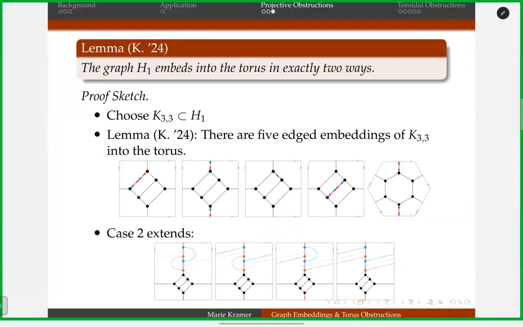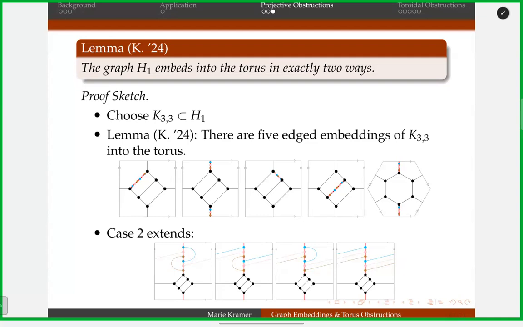Because what all of the embeddings except for this one have in common is that our highlighted edge borders two distinct faces that both look like an open disk. Whereas in the second case, this edge touches the same face twice. So that means we're more looking at something like a cylinder, where we now have more flexibility to add our edges, particularly we no longer trap ourselves in. And so the second edged embedding actually extends to an embedding of H1.